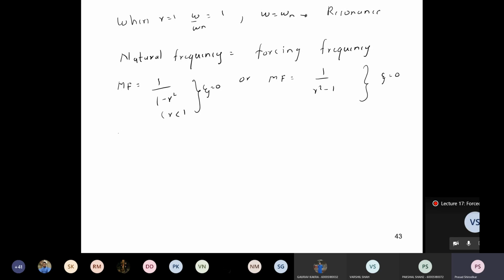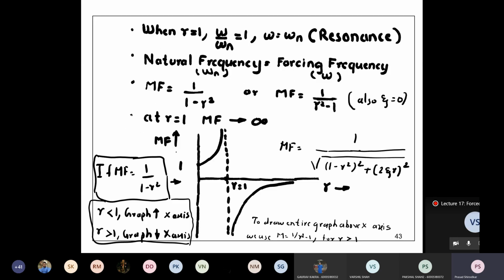All right. So what happens at r equal to 1? The magnification factor goes to infinity. Now if I plot the graph of magnification factor versus the frequency ratio r, at r equal to 1, this magnification factor curve really goes to infinity. So the response is very high at resonance.